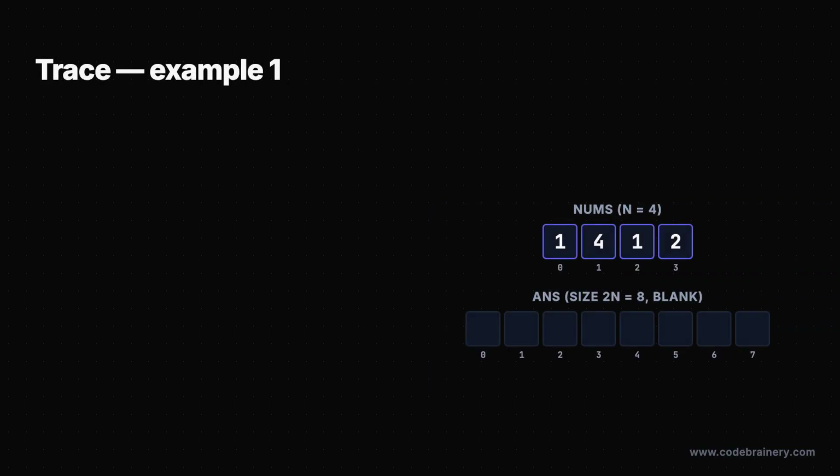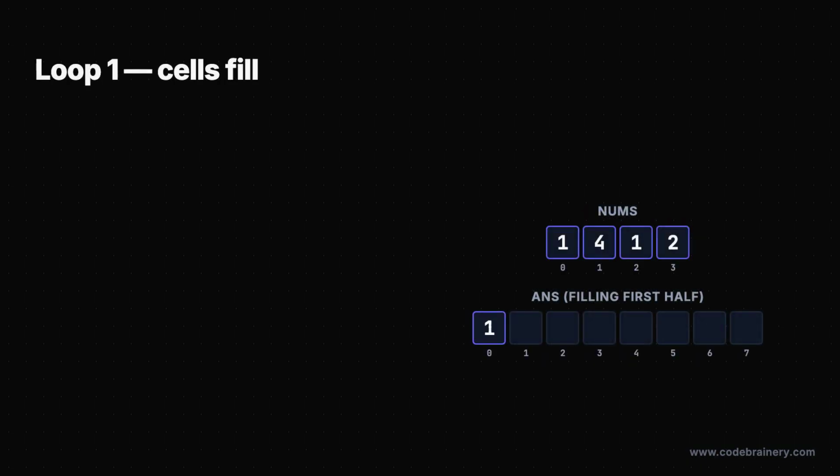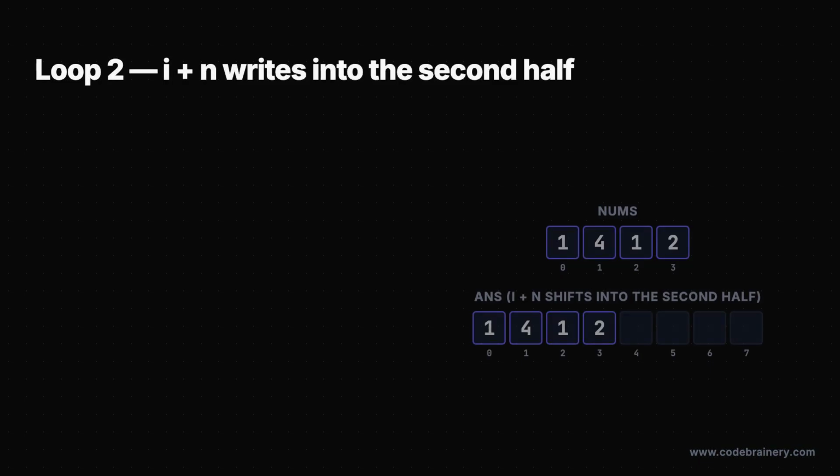Let's trace it on example 1. The input is 1, 4, 1, 2. So n is 4. The output starts as an array of 8 blank slots. Watch the cells fill. First loop runs. When the counter is 0, the output at position 0 becomes 1. When the counter is 1, the output at position 1 becomes 4. Position 2 becomes 1. Position 3 becomes 2. First half is filled. Second loop starts.